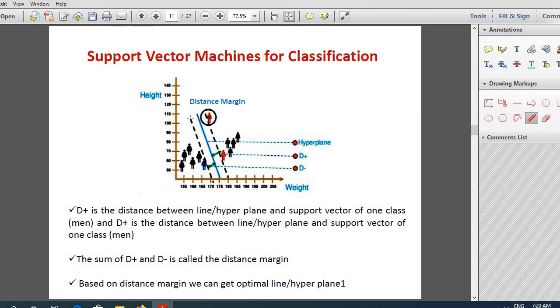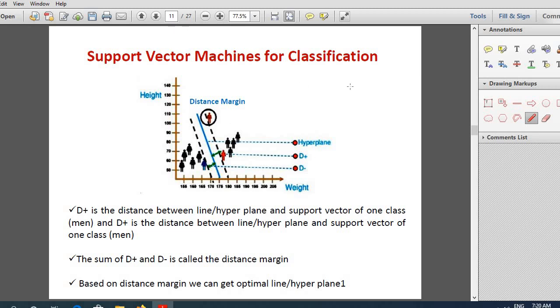Now, what we do is, draw a line separating the two classes. Now, draw a line or plane which is touching the support vector of female and another line touching the support vector of the male. So this distance you call d plus and this distance you call d minus. So the sum of d plus and d minus is called distance margin.